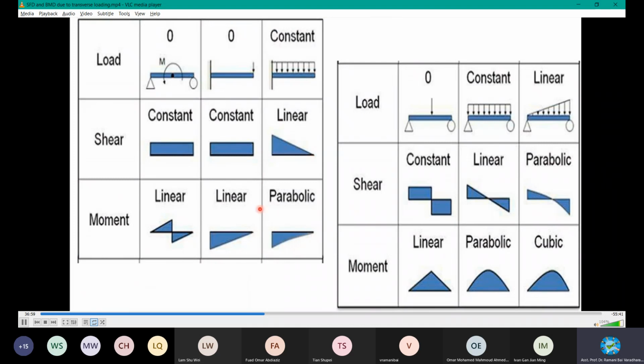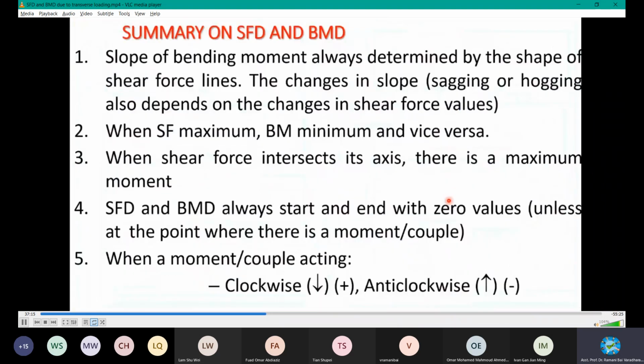Most commonly they end with 0, because there is a loading and there is a reaction. Mostly they are ending with 0, because it should balance. That's the main criteria.